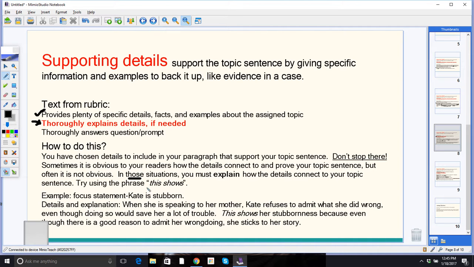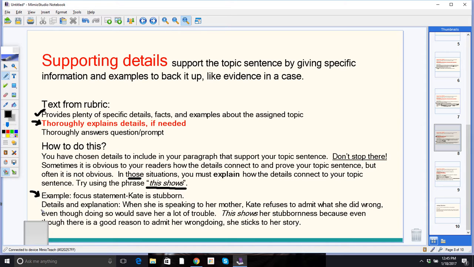Try using the phrase, "this shows." This is a really important phrase. So let's look at an example. Here it is. So the example here is, we've got a focus statement or a topic sentence. Kate is stubborn.